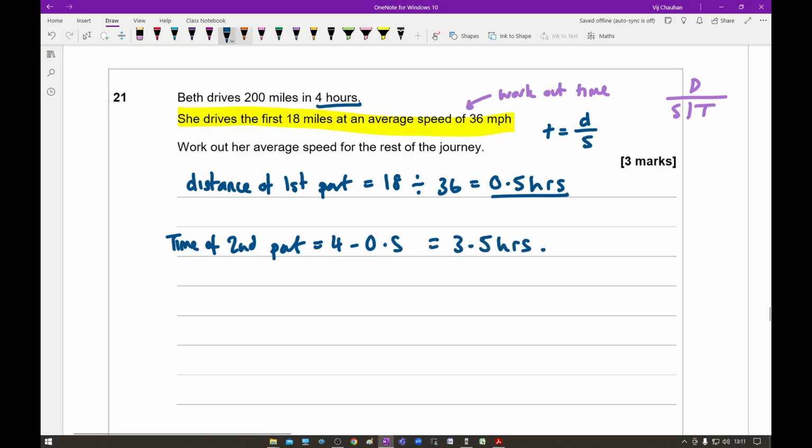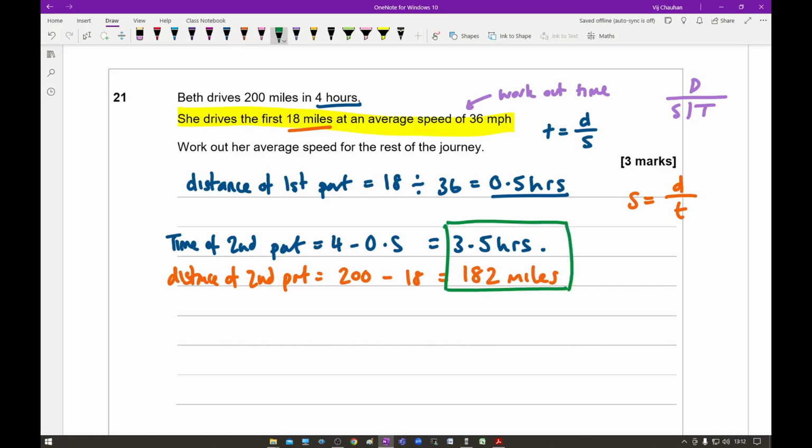Now for this, what I can now do is work out speed. So we know that speed is equal to distance divided by time. So the distance of the second part is going to be 200, which was the total, minus 18, which was the first part, and that comes up to 182 miles. So then using these two bits of information, substituting into this formula, we can see that the speed is going to be equal to 182 divided by 3.5, and if I type that into my calculator, I get an answer of 52 miles per hour.